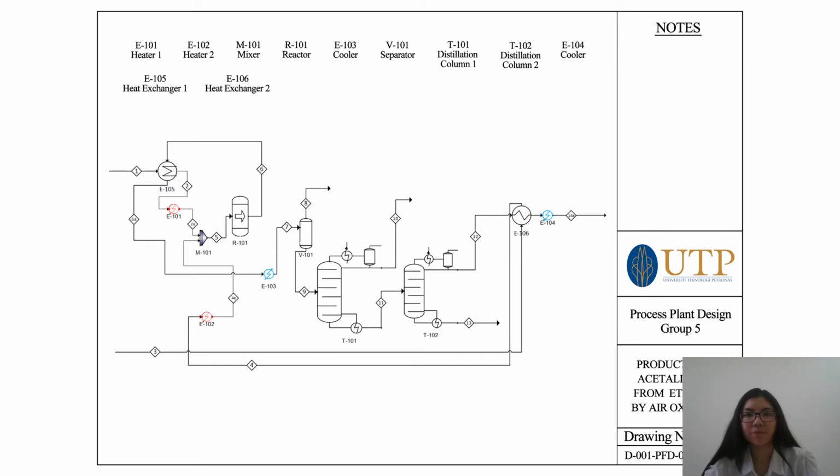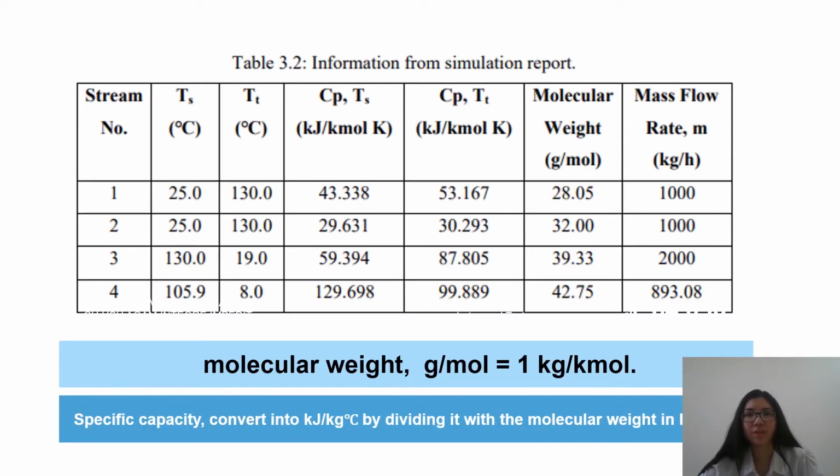For the second process flow diagram, we designed it with the addition of heat exchangers after the heat integration is done. After heat integration, we have added two heat exchangers into the process because we want to minimize the utility of heater and cooler. Next, we will proceed to the calculation part.